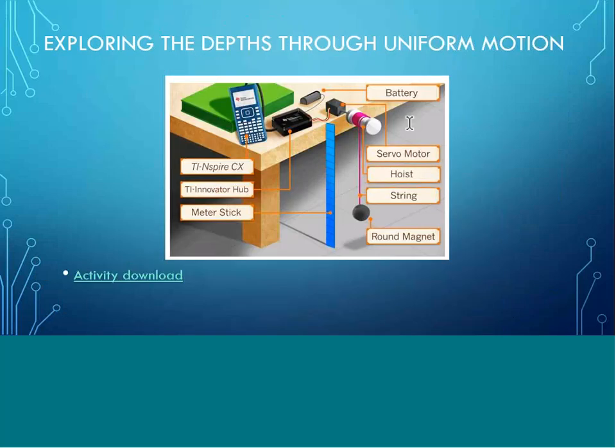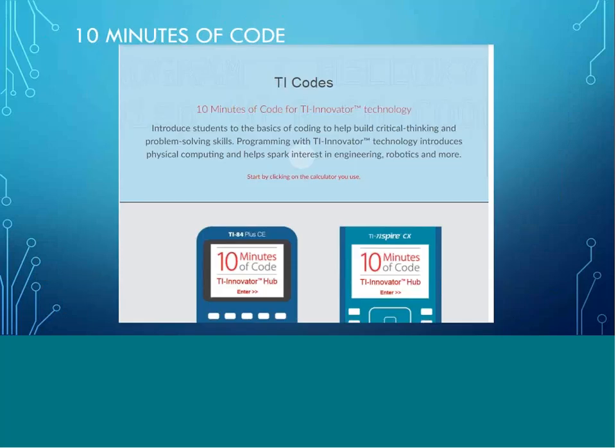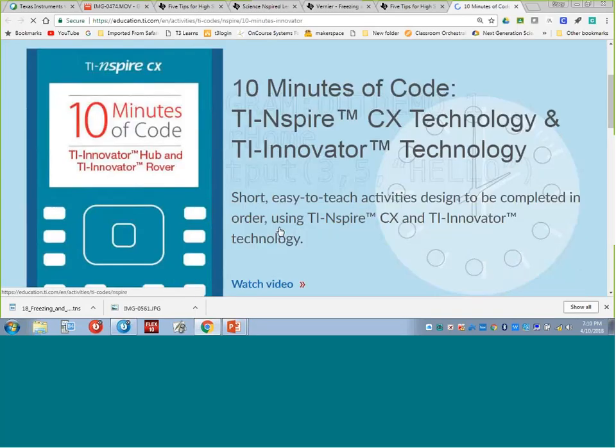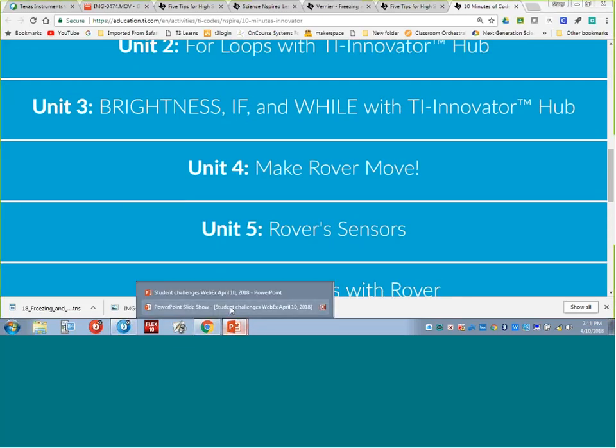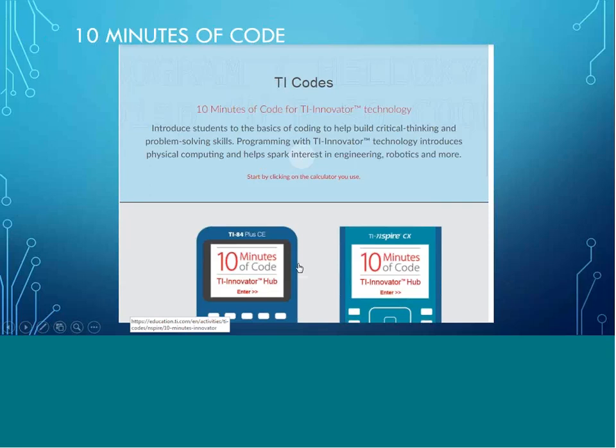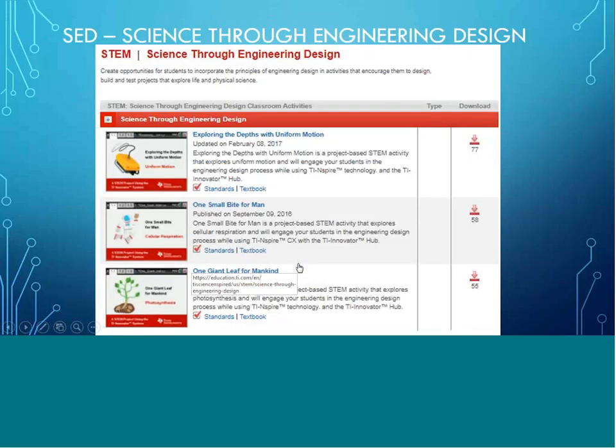So the materials that I used, I'm sorry guys, were the 10 minutes of code, and like I said, Eric and I will show you. I did hyperlink everything in here, so if you click on the picture, it'll bring you straight to the 10 minutes of code, and it's for the actual Innovator Hub. It shows you that you can have either the Inspire or the 84C, and like I said, we're an Inspire district. So I tried to make it as easy and friendly for you, that way you had all your resources.